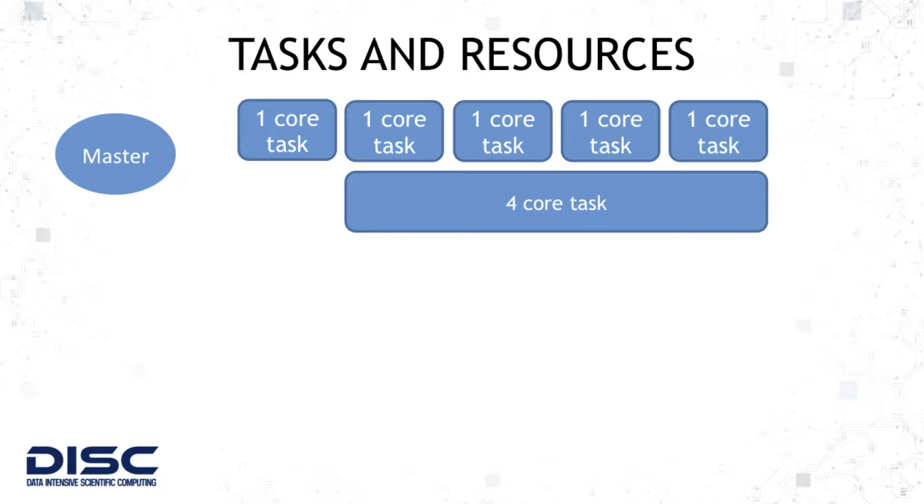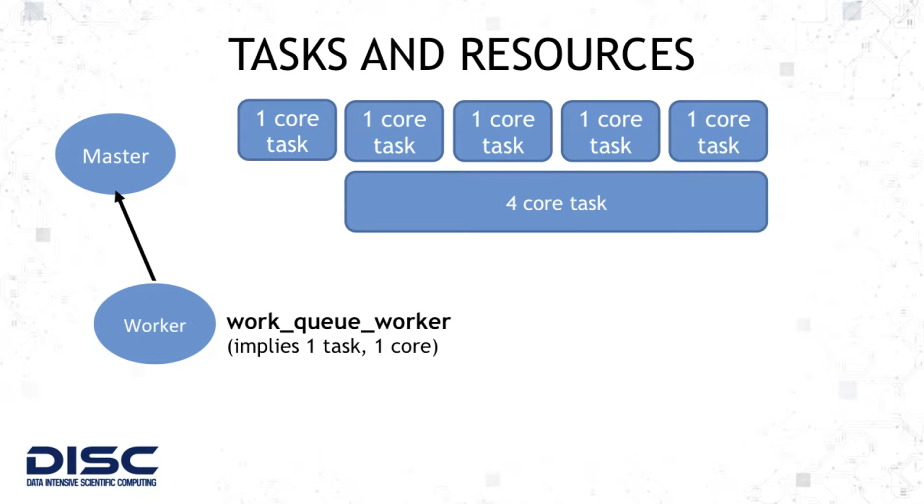Suppose I have a master that wants to run a variety of tasks. Some of them consume 1 core, some of them consume 4 cores. Now by default, if I just start a single worker without any special options, that worker will implicitly only run one task at a time that consumes 1 core. Right? So the best that's going to happen here is that 1 core is going to run on that worker, and that's it.